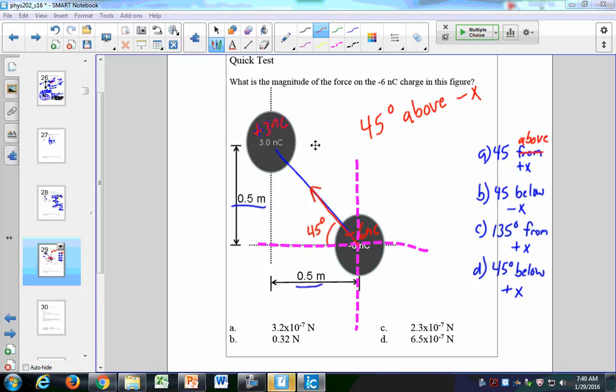And so I can look for other things because I can measure it from the minus x-axis, either above or below the negative x-axis. I can have it above or below the positive x-axis, or I can measure it from the positive x-axis. So I can measure it, say, here, and this angle will be 90 plus whatever this angle is, which is 45, which is 135 degrees. So C is the right answer, 135 degrees from the positive x-axis. That's what Ainsley asked about.